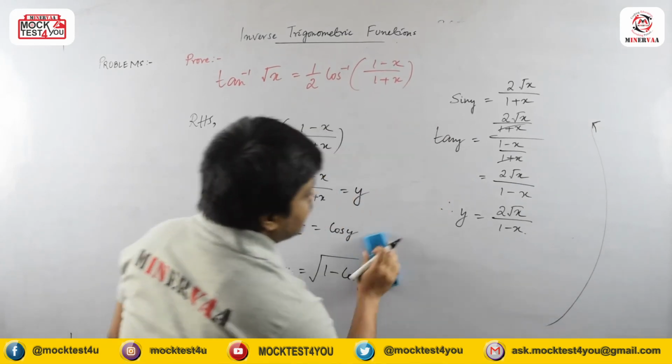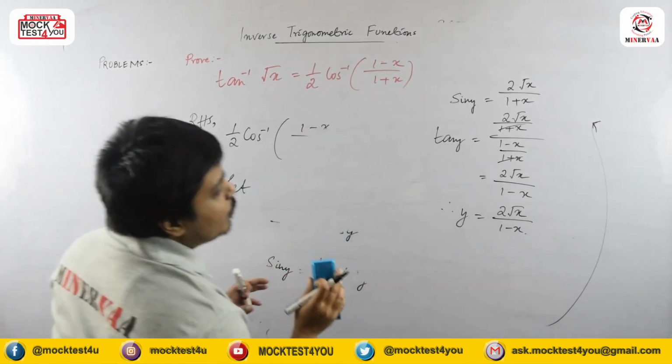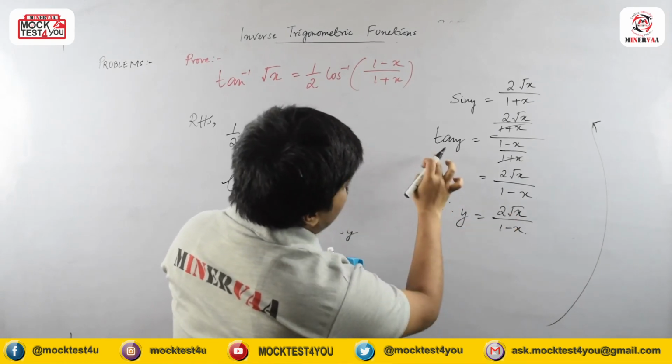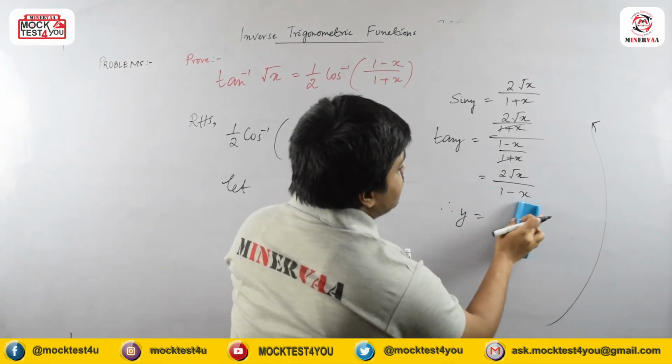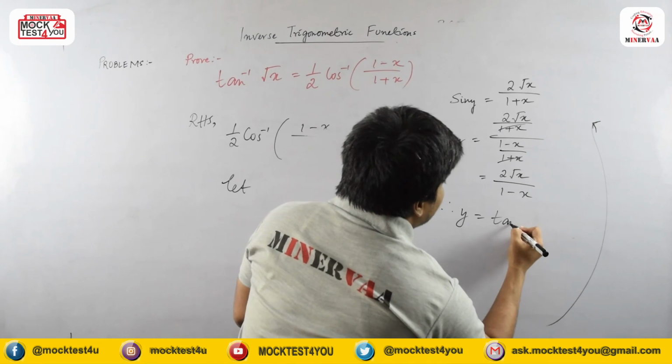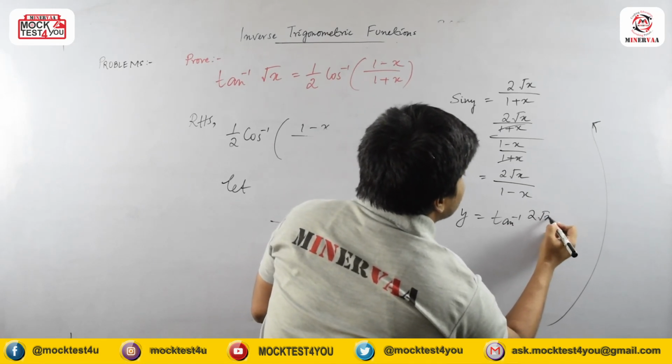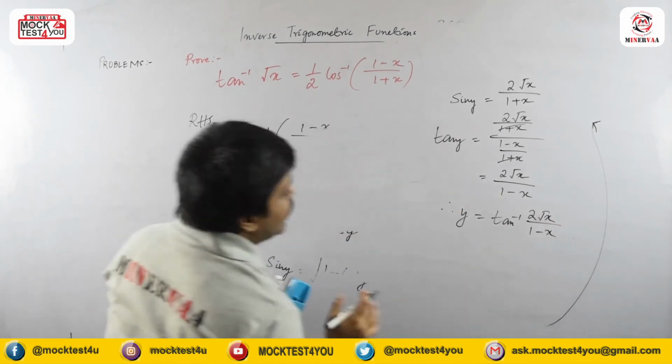Now the problem is still not complete. Okay, we have made a mistake. Tan y is this one, so y is equal to tan inverse of this thing. Sorry, there was a mistake. Yeah, this is what we have.